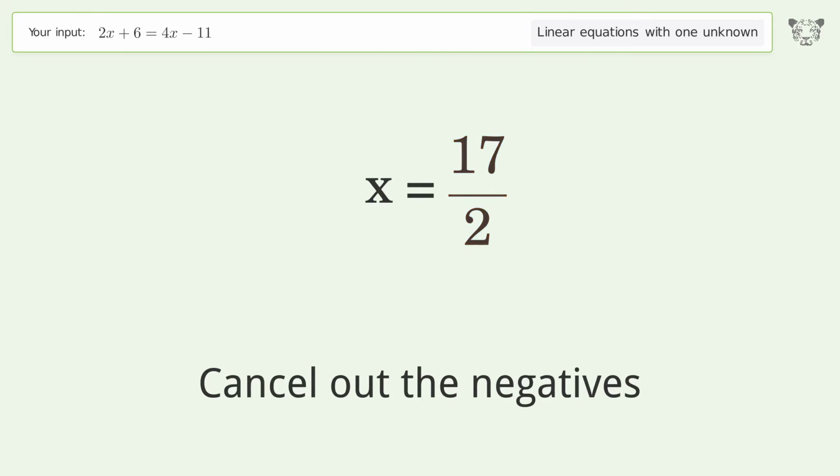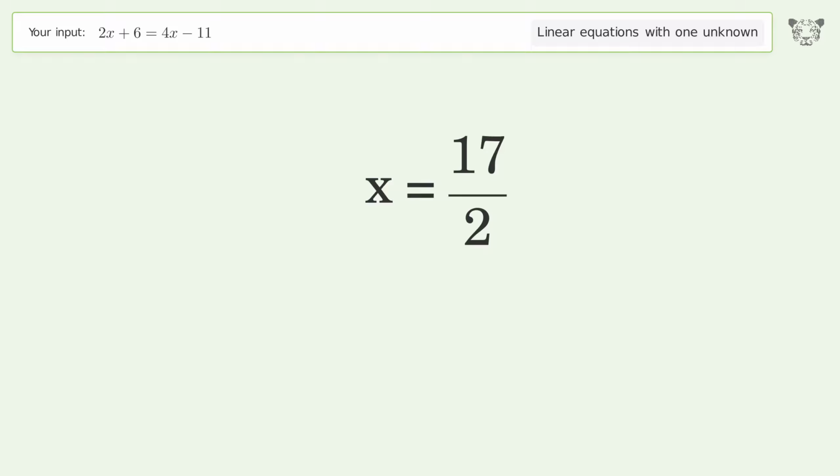And so the final result is x equals 17 over 2.